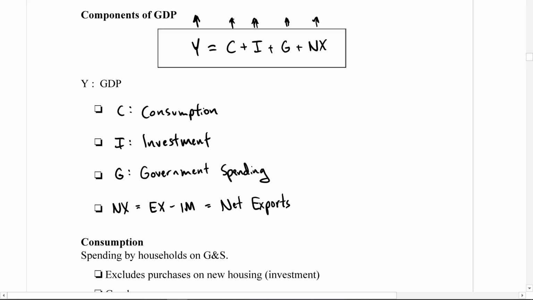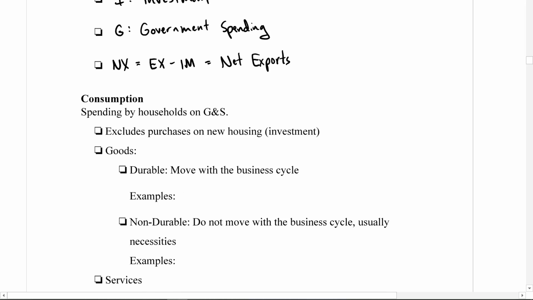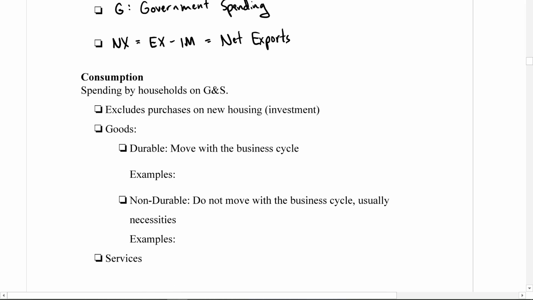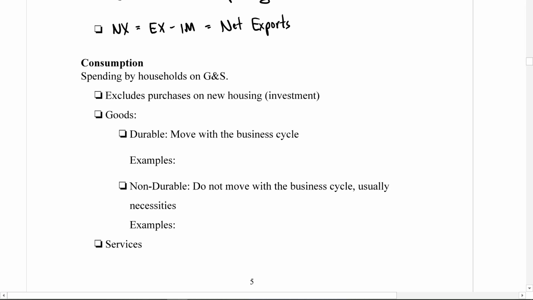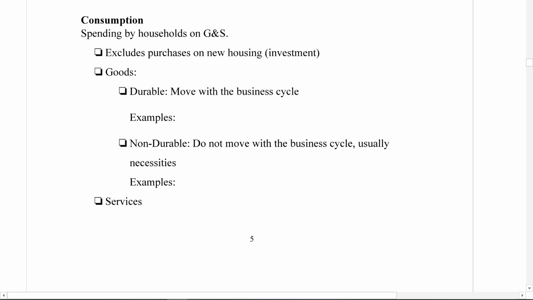We're going to start with consumption, which is spending by households on goods and services. One important item of note is that consumption does not include housing, so it excludes new housing. That's actually going to be put into investment because it's a large capital structure. So otherwise, it includes goods and services, as we've talked about before, G&S, goods and services.